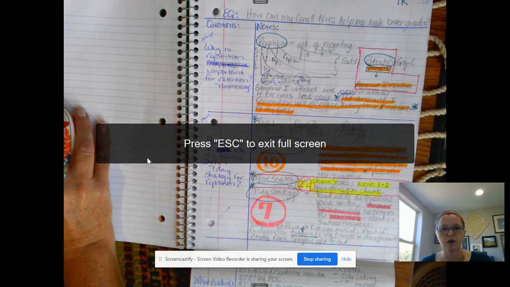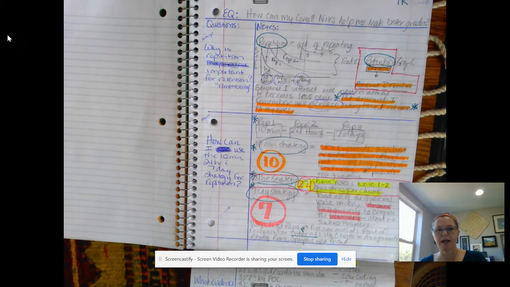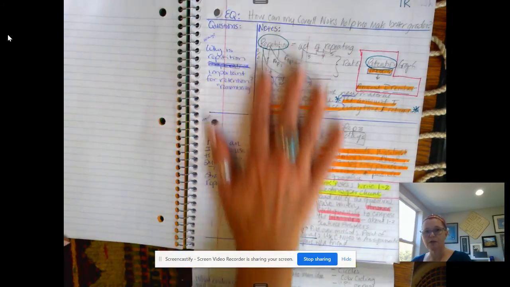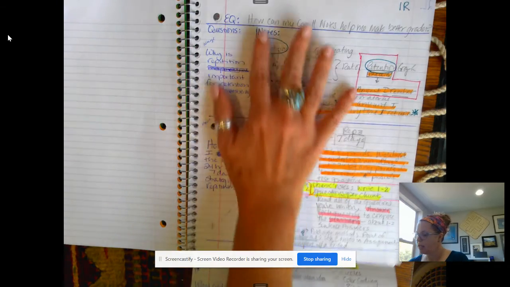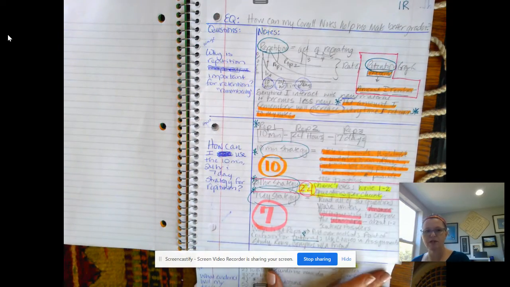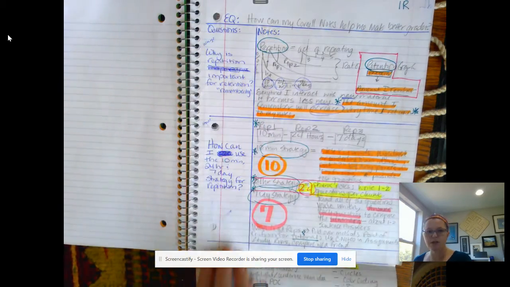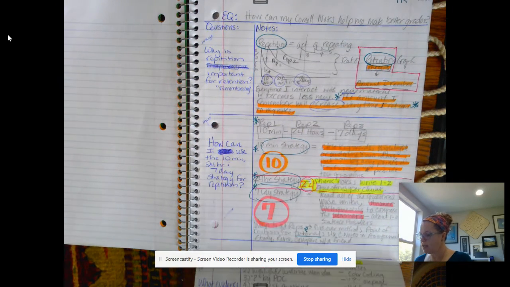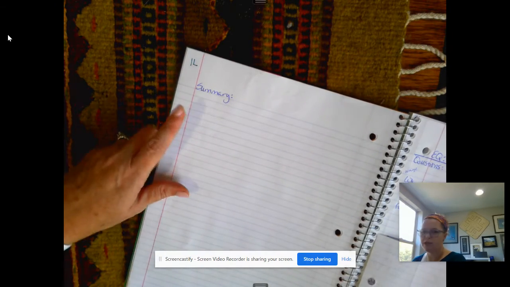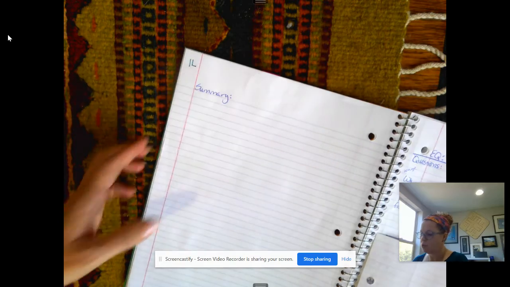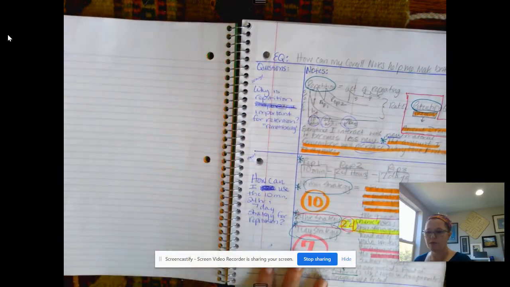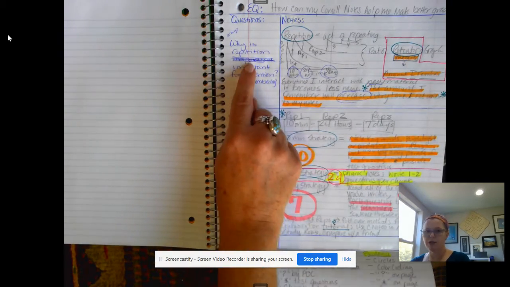Okay, so I am here with my Cornell notes, page 1R, and I have annotated my notes after 10 minutes, and I have written my questions after grouping and chunking 24 hours later. And now it is time to write my summary on page 1L. On page 1L, I'm going to write this summary by looking at my questions.